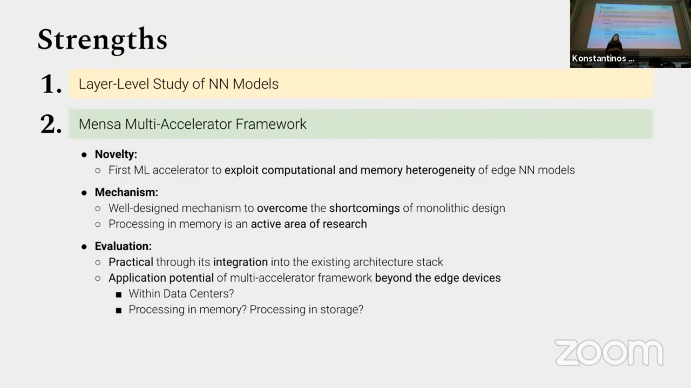I think it's also interesting because processing memory is an active area of research and it's going to become increasingly interesting. So I guess that's also a good direction for the paper to go into. With regards to evaluation, once again, if you read the paper, you see that the conceptualization of this framework is very practical with regards to its integration, because it builds upon this already existing architectural stack. So each heterogeneous accelerator is actually instantiated as a normal Google TPU. And then this kind of reduces the burden for all the compilers as well as the programmers. So it's very practical in its implementation.